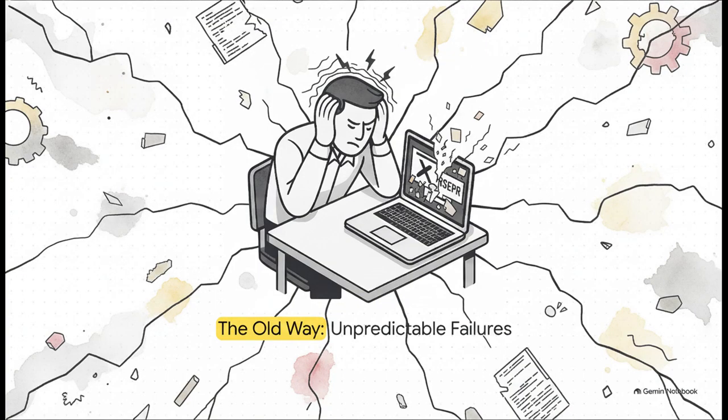We've all been that developer, right? Just staring at a screen in total disbelief. You write the code, it runs perfectly during testing, you hand it off to operations, and suddenly, total meltdown. This represents the old way of doing things, unpredictable, hair-pulling failures that just waste so much time and money.